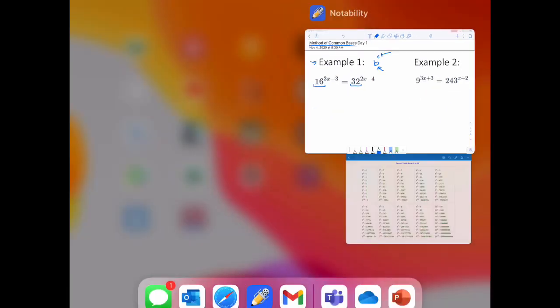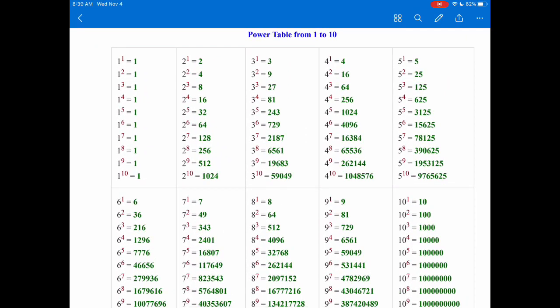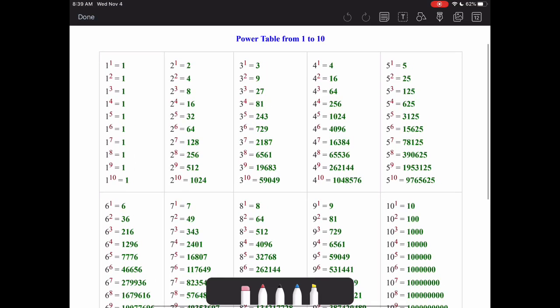So we're going to go look at our power table. Well, I see 16 and 32 both show up in the 2 family. And it looks like I can rewrite 16 as 2 to the 4th and 32 as 2 to the 5th.